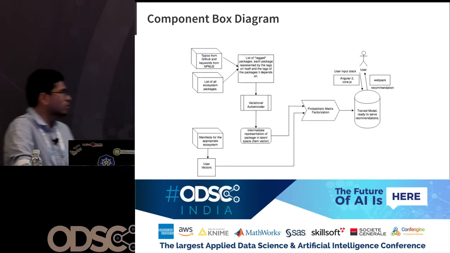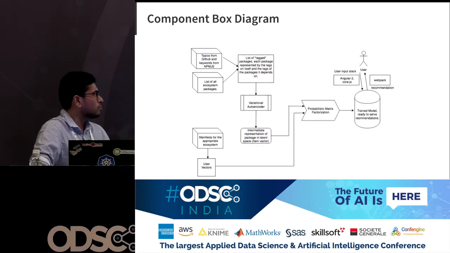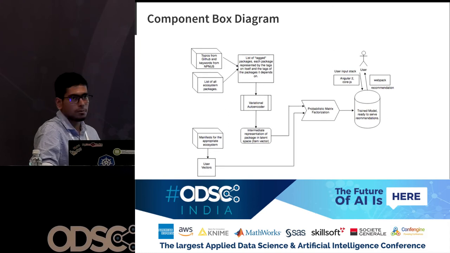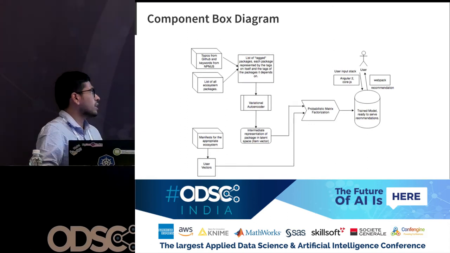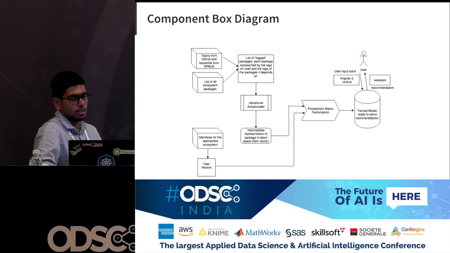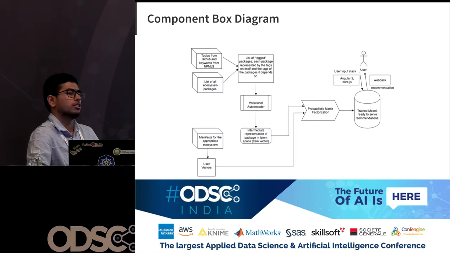So before we go to the architecture and how we run and deploy this, this gives you a complete summary of the thinking behind this project. We have the topics and the keywords from NPMJS coming in, the tags, the rich metadata that I was talking about, the list of packages, of course, and the items that need to be tagged, so the items that actually need to be recommended. You do the encoding, you tag these, and you feed that to the variational autoencoder to get the intermediate representations. Once you train the variational autoencoder, you get a mean and a variance parameter based on which you draw from a distribution. Once you draw from it, you get this intermediate representation.